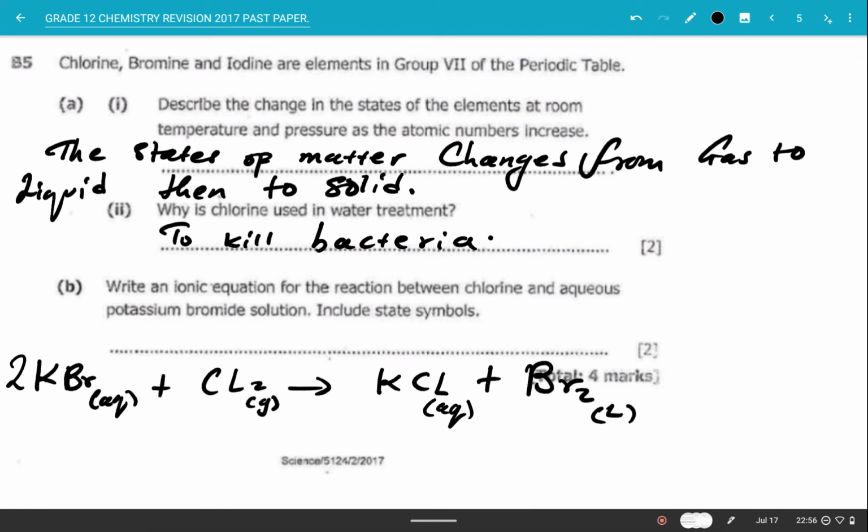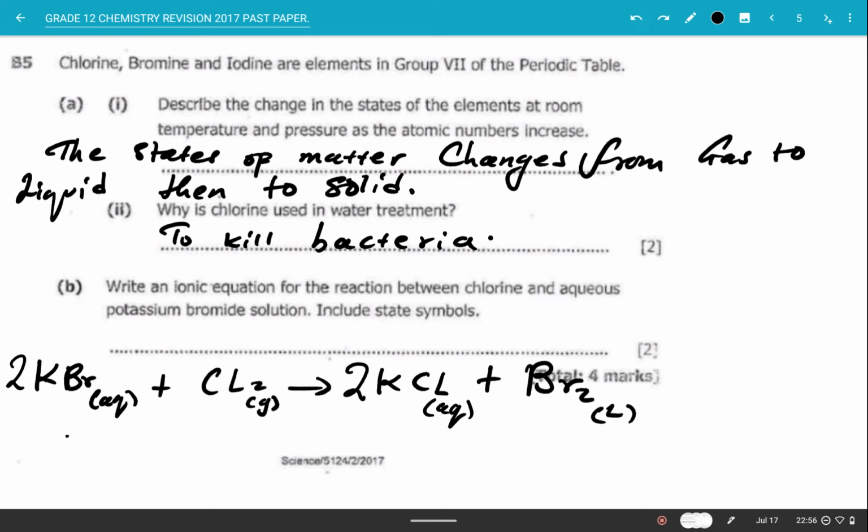So you have 2 potassium, so put a 2 there. So you get 2, 2. That balances the potassium. Bromine, you have 2, 2. That side balances out. Chlorine, because of this 2, you have a 2 there, then this 2 here. So it's balanced. Then all you have to do is separate those that are aqueous.